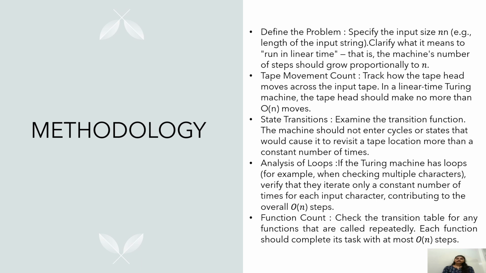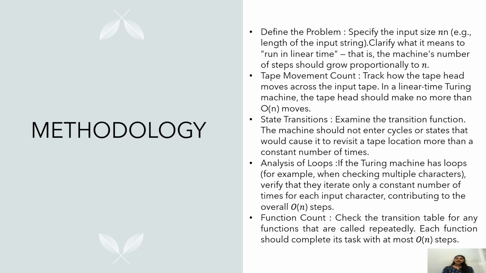Tape movement count. Track how the tape head moves across the input tape. In a linear time Turing machine, the tape head should make no more than O of n moves. State transitions. Examine the transition function. The machine should not ever enter a cycle or state that would cause it to revisit a tape location more than a constant number of times.